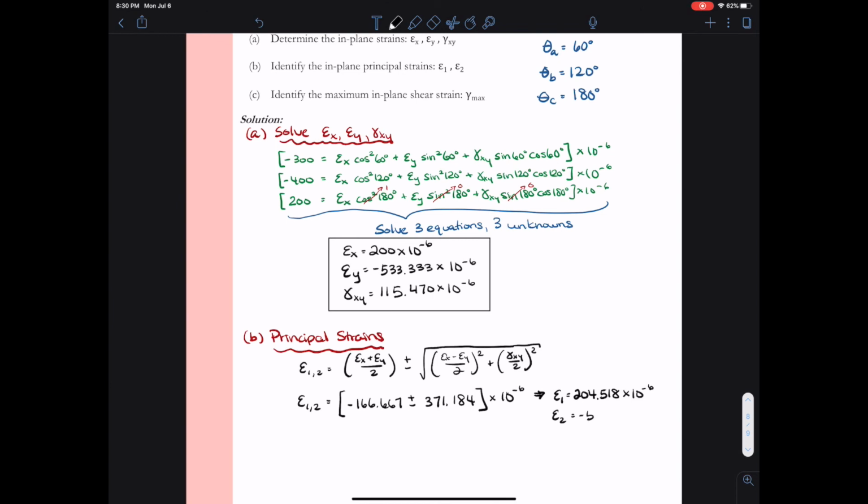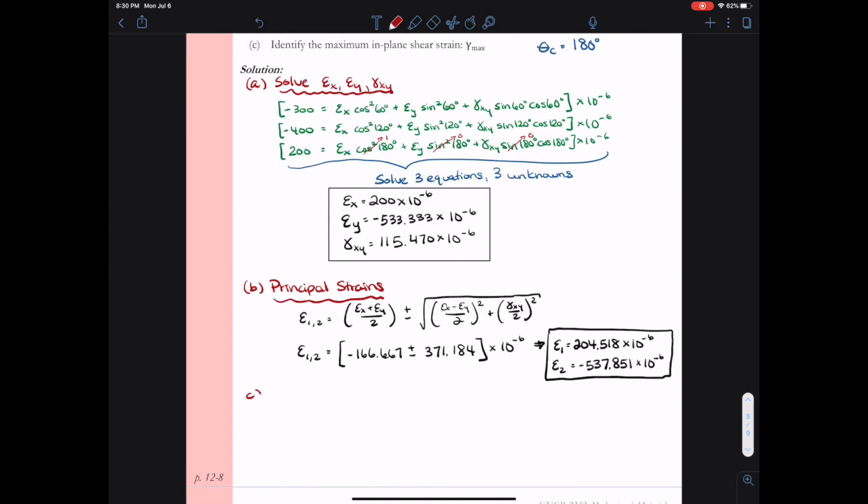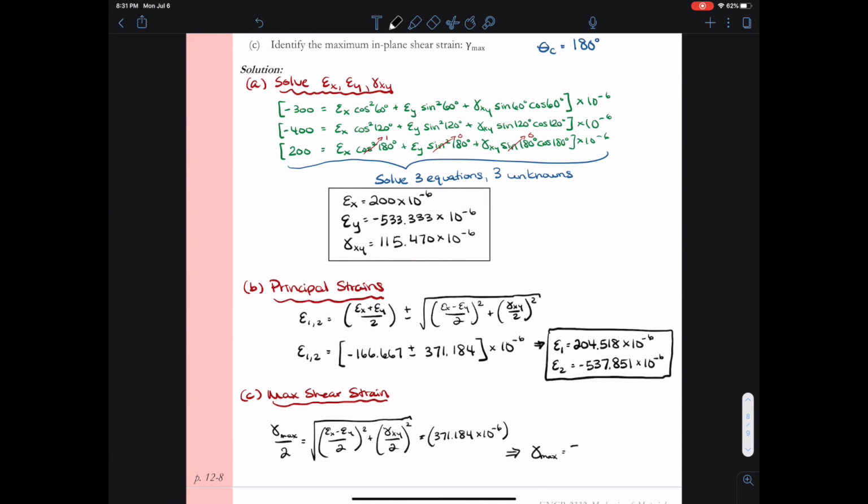So we see epsilon 1 equals 204.518 times 10 to the minus 6, and epsilon 2 is negative 537.851 times 10 to the minus 6. And for the max shear strain, it's the value under that square root. So the max shear strain over 2 will equal 371.184. I multiply that by 2 to get gamma max. Gamma max is 742.369 times 10 to the minus 6.